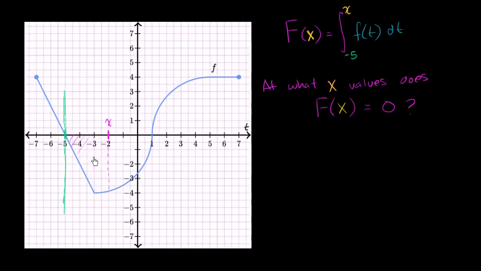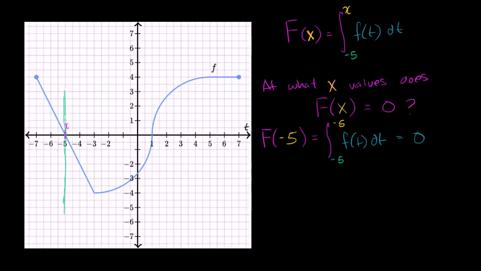Well, if we put x right at negative 5, then there's no width here. There's not going to be any area. So capital F of negative 5, which is equal to the definite integral between t is equal to negative 5 and t is equal to negative 5 of f of t dt, well, you have the same boundaries here. So this is going to be 0. Once again, you have no width to this area. So this is going to be equal to 0.